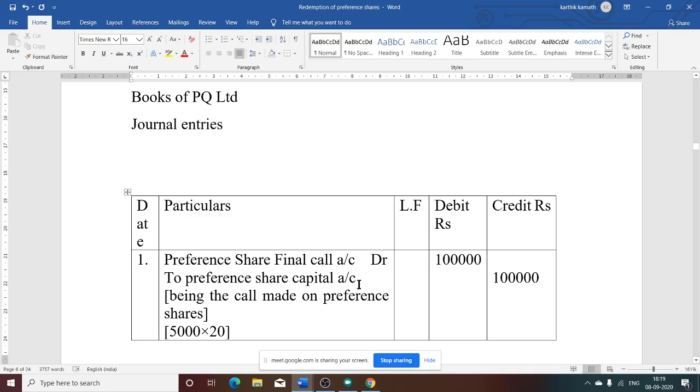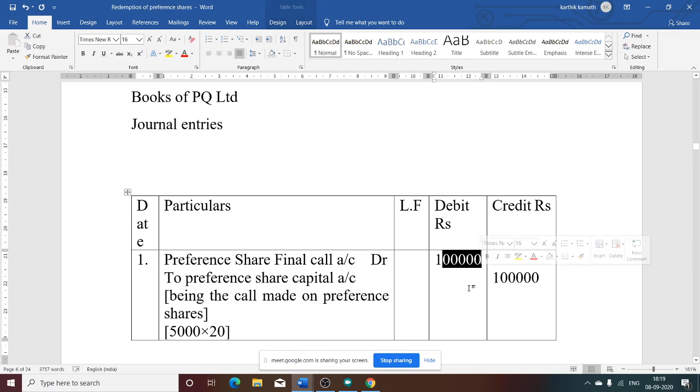So whenever such notice is given, what is the entry? Preference share final call account debit to preference share capital 1 lakh. How 1 lakh? Because 4 lakh is already paid. So total capital is 5 lakh. 5 lakh minus 4 lakh is 1 lakh. Or else 5,000 into 20. 80 is paid, 20 is remaining. So 5,000 into 20, you will get 1 lakh as your answer. Being the call made on preference share. That is the first journal entry.